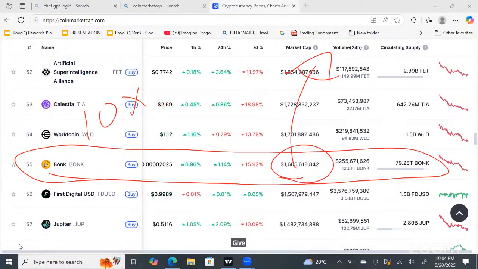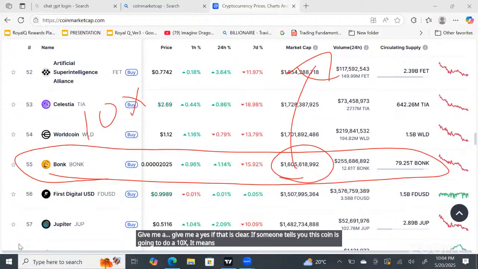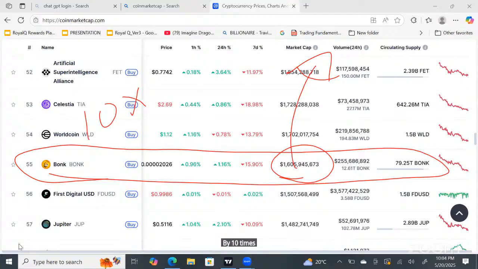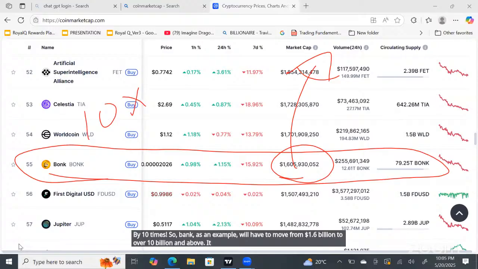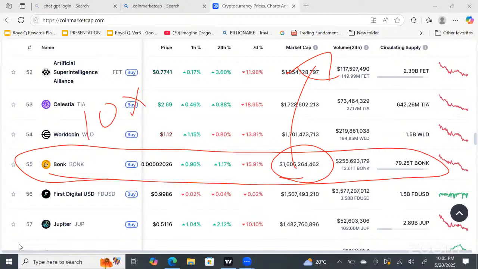Give me a yes if that is clear. If someone tells you this coin is going to do a 10x, it means that this coin is going to multiply the amount of money that exists in this coin by 10 times. So Bonk, as an example, will have to move from 1.6 billion to over 10 billion and above. It will have multiplied its money 10 times. Is that clear? Drop me a yes.